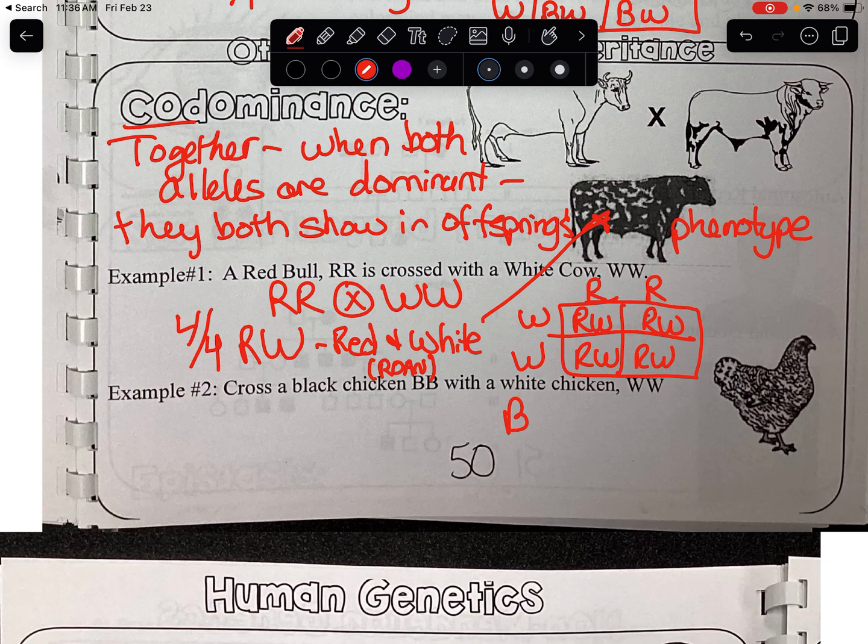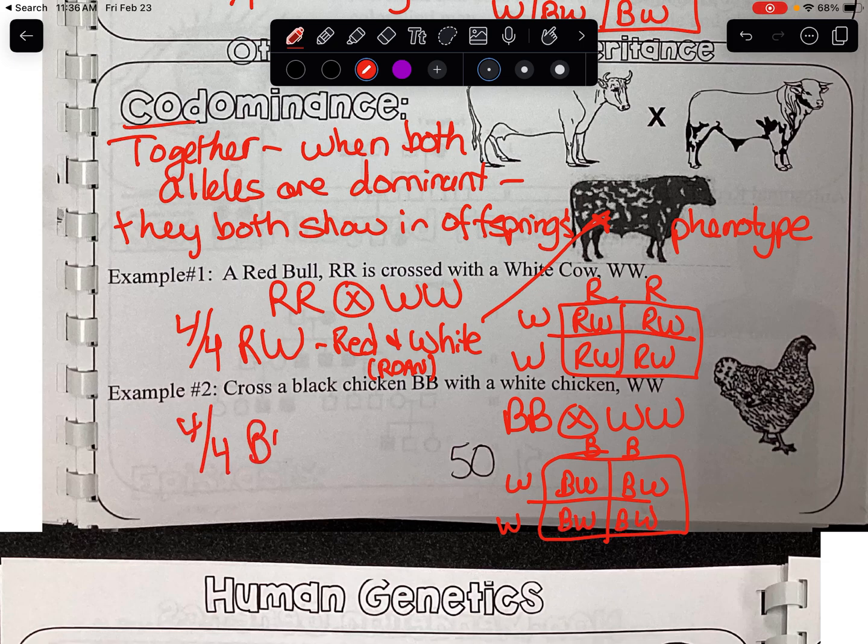Same black chicken times a white chicken. Right? They're all going to be BW. But this would be not a gray chicken, but black and white. If it's codominant, you're probably going to have two things for the phenotype. You know, red and white, black and white, because they both show through.